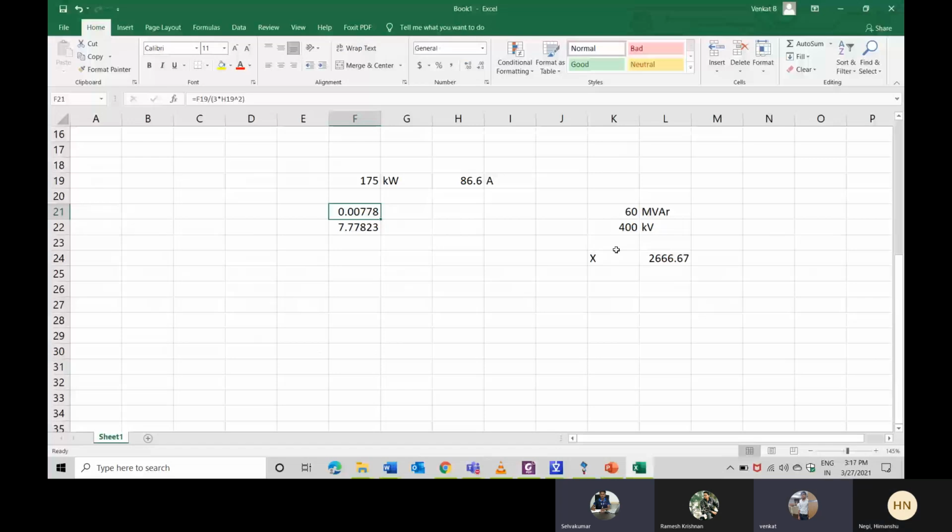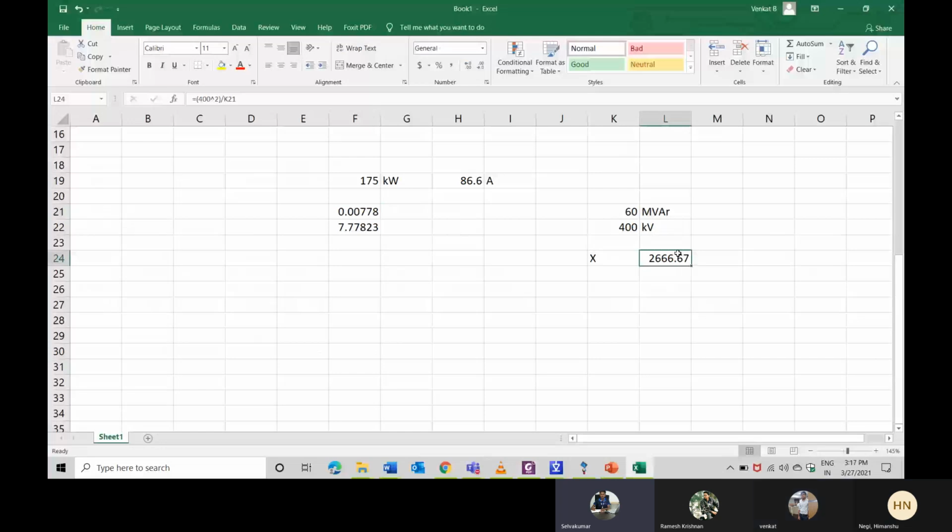What is the loss now? 175 kilowatt. Current is known, 86.6. So the resistance: 3I square R is this value, 175. So 175 divided by 3I square, you will get the resistance. That value will be there in the data sheet or a FAT report.